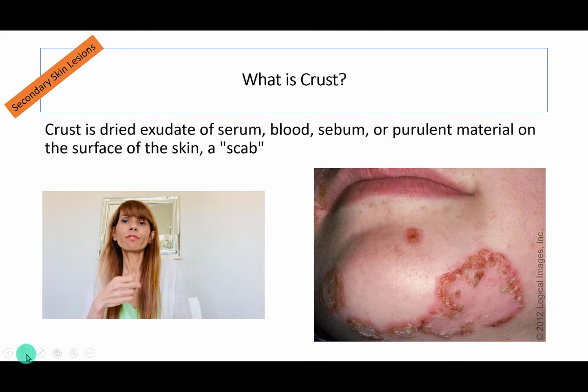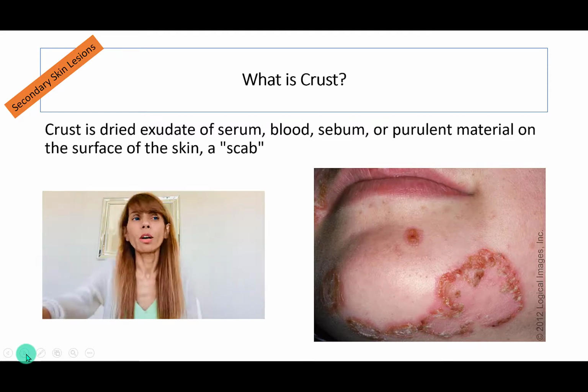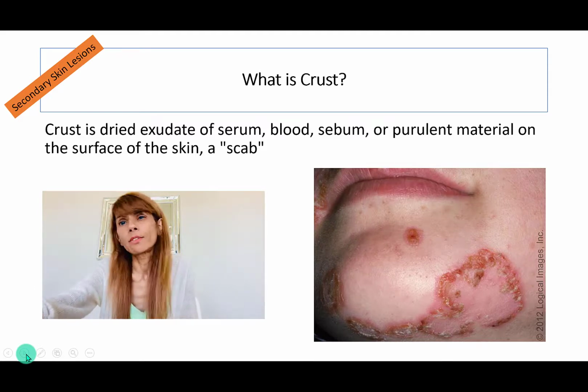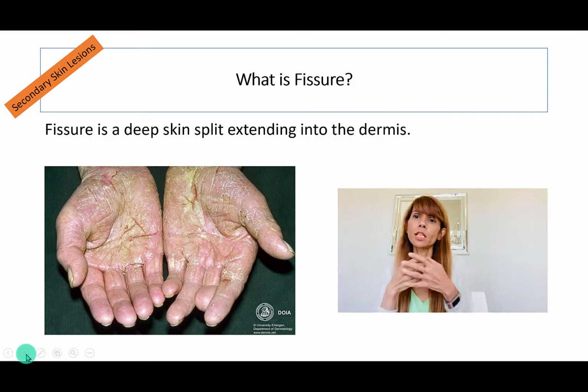So what is a crust? It's very similar to a scab. So basically there is a dried exudate of fluid. So this may be blood, sebum, or other things that just accumulate, or purulent material that accumulates on the top of the skin. So we call it a crust. And it's very similar to a scab actually. What is a fissure? A fissure is basically splitting of the skin into the deeper areas.